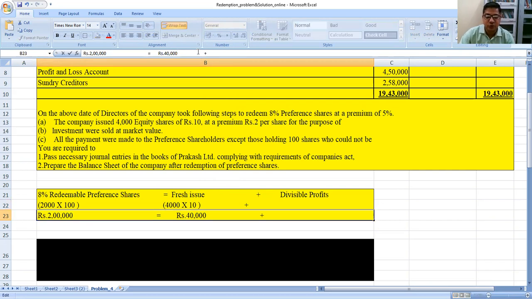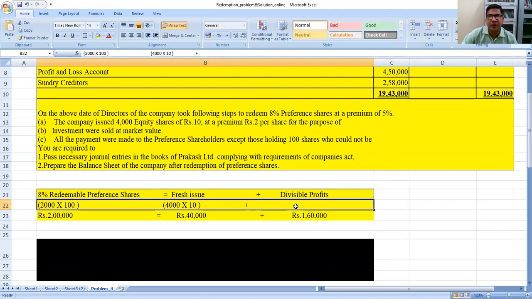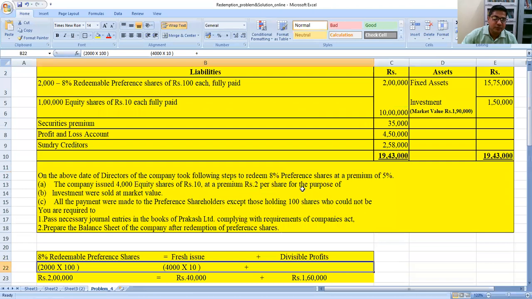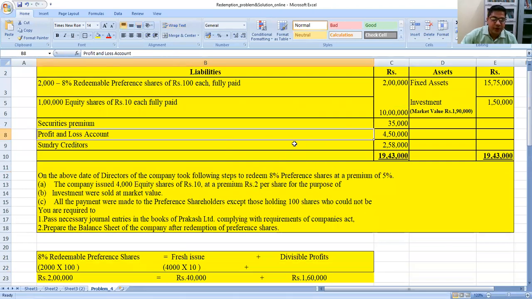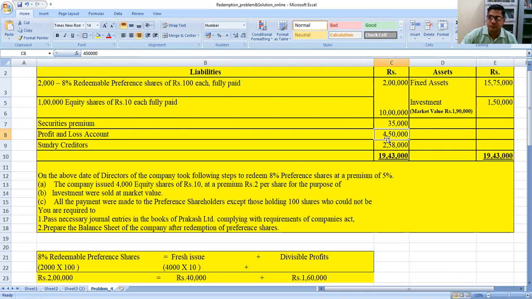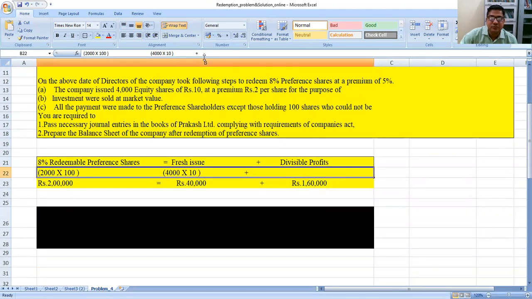So 1,60,000 कुठून आणायचे? So we will use divisible profit. We will use divisible profits. तर divisible profit म्हणजे काय हे आपण गेल्या वेळेला डिस्कस केलं होतं. All reserves are considered as divisible profits. तर प्रॉब्लेम मध्ये जर बघितलं तर प्रॉफिट अँड लॉस अकाउंट बॅलन्स 4,50,000. इट इज अ डिव्हिजिबल प्रॉफिट. तर ह्या 4,50,000 म्हणून आपण 1,60,000 घेऊ शकतो.